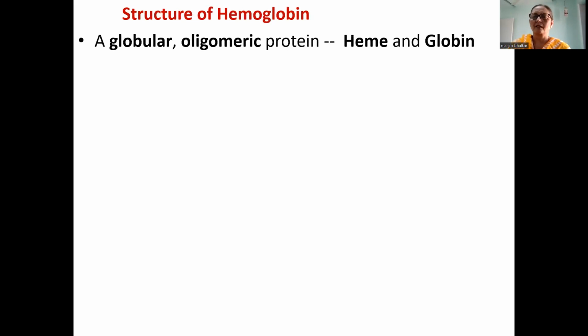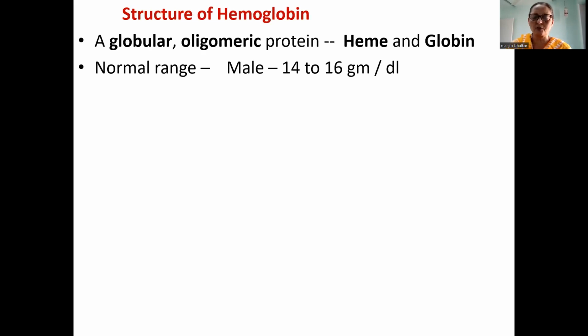I'm going to tell you about the structure of hemoglobin. So let us discuss the structure of hemoglobin. It is a globular oligomeric protein containing heme and globin. So we are going to see the structure of heme first, followed by the structure of globin.